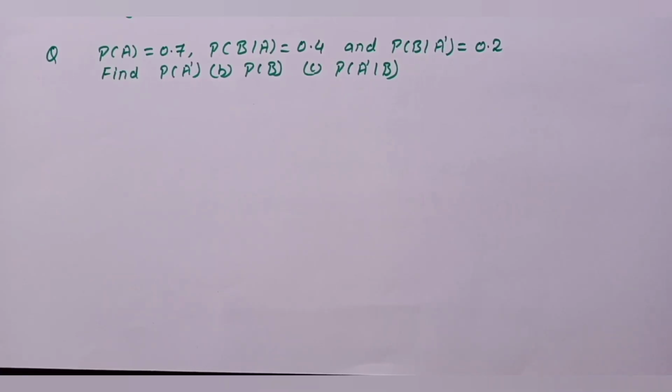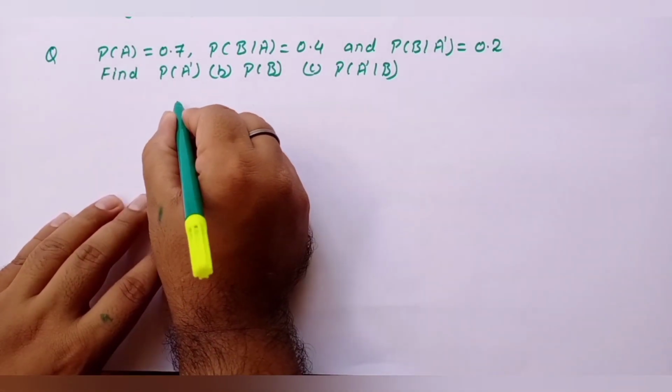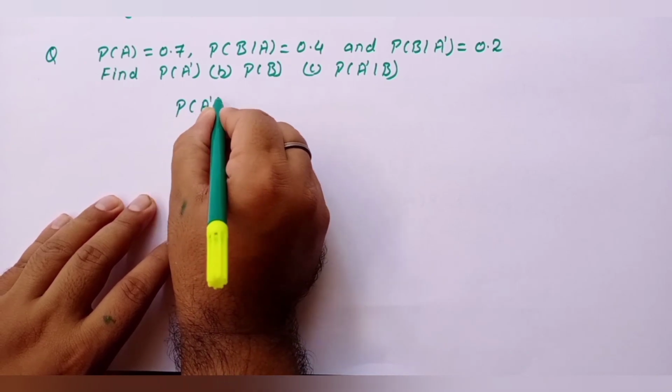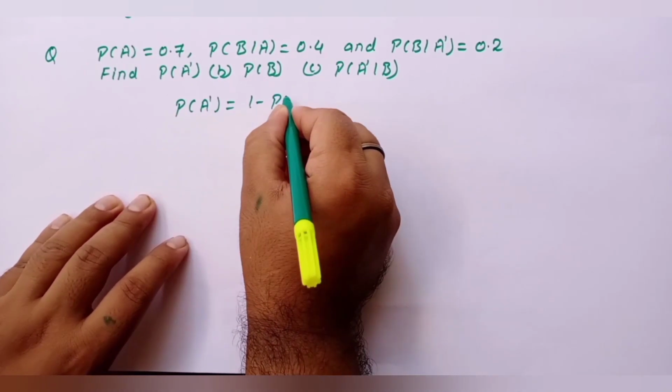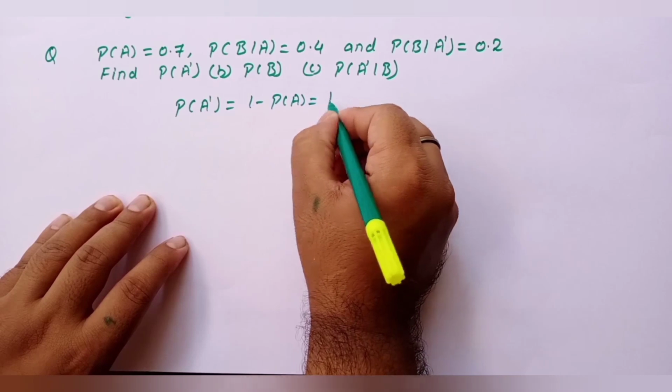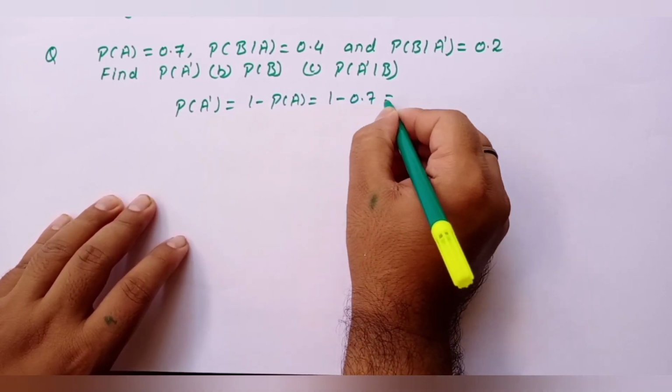Let's solve the next question. In this question they have given the probability of A is 0.7, the probability of B under A is 0.4, the probability of B under A complement is 0.2, and we are required to find the probability of A complement, the probability of B, and the probability of A complement under B. So the probability of A complement is 1 minus the probability of A, that is 1 minus 0.7, so 0.3.